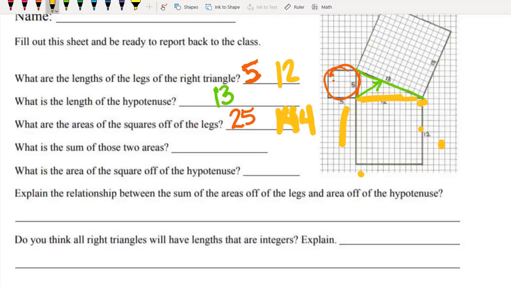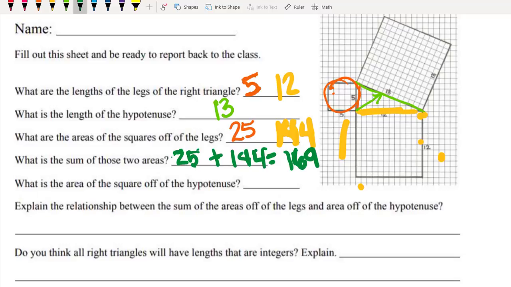What is the sum of those two squares? 25 plus 144 is 169. What is the area of the square off of the hypotenuse? So this is 13 and this is 13, and 13 times 13 for the area of this square is also 169.